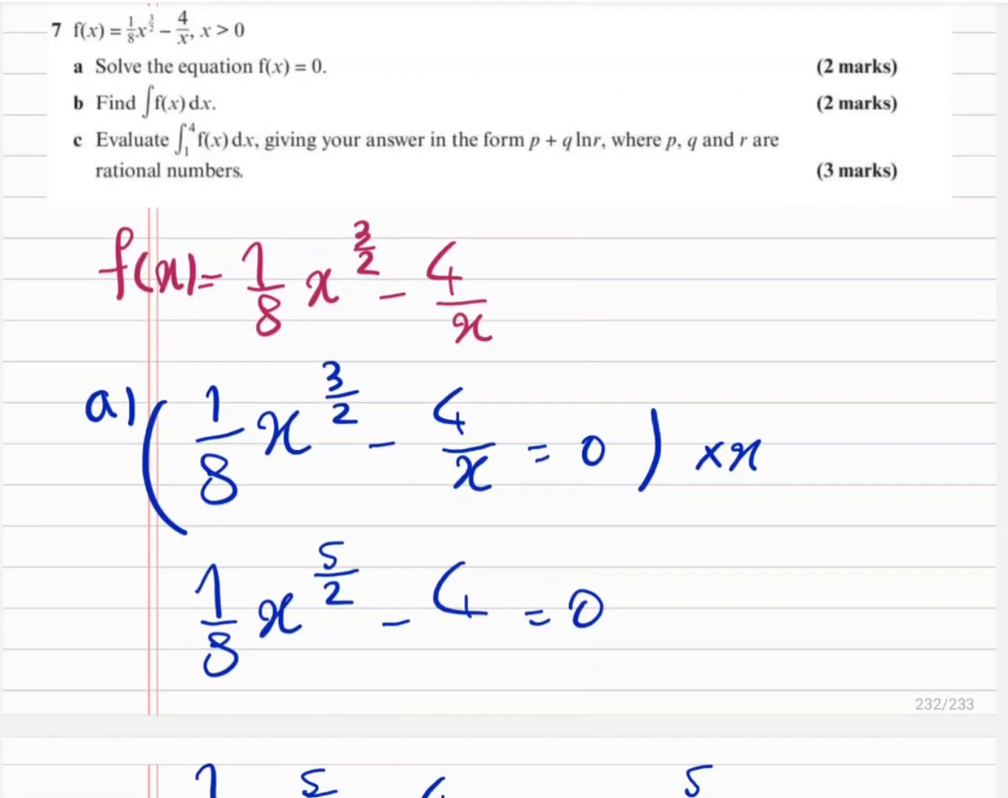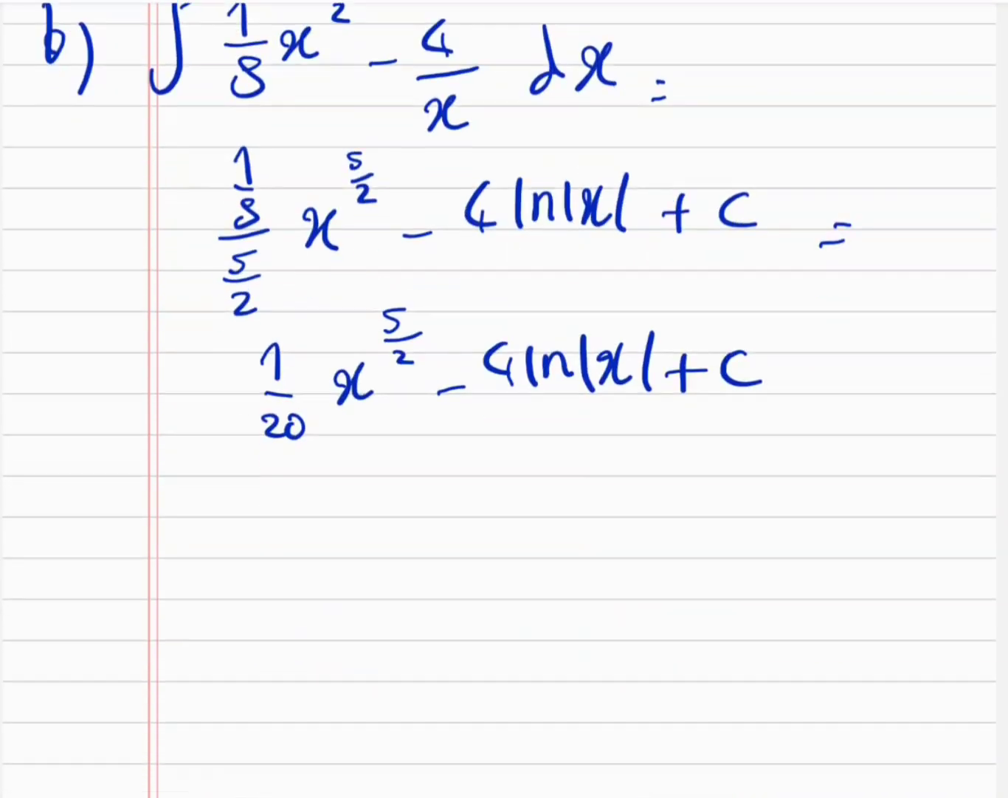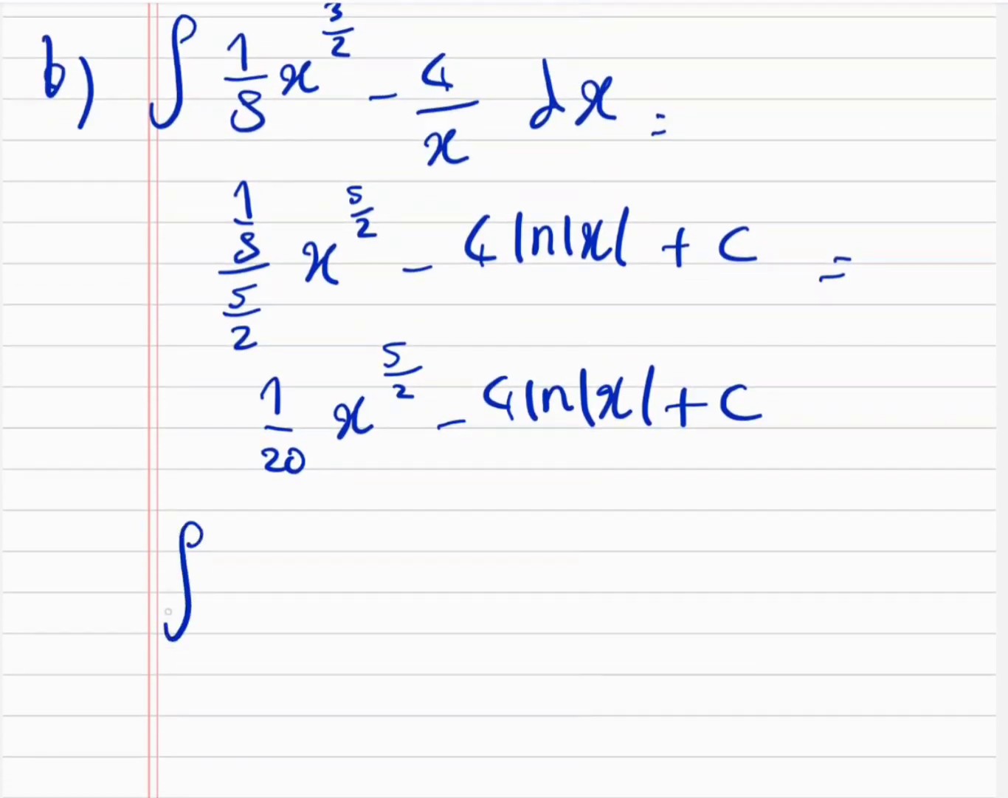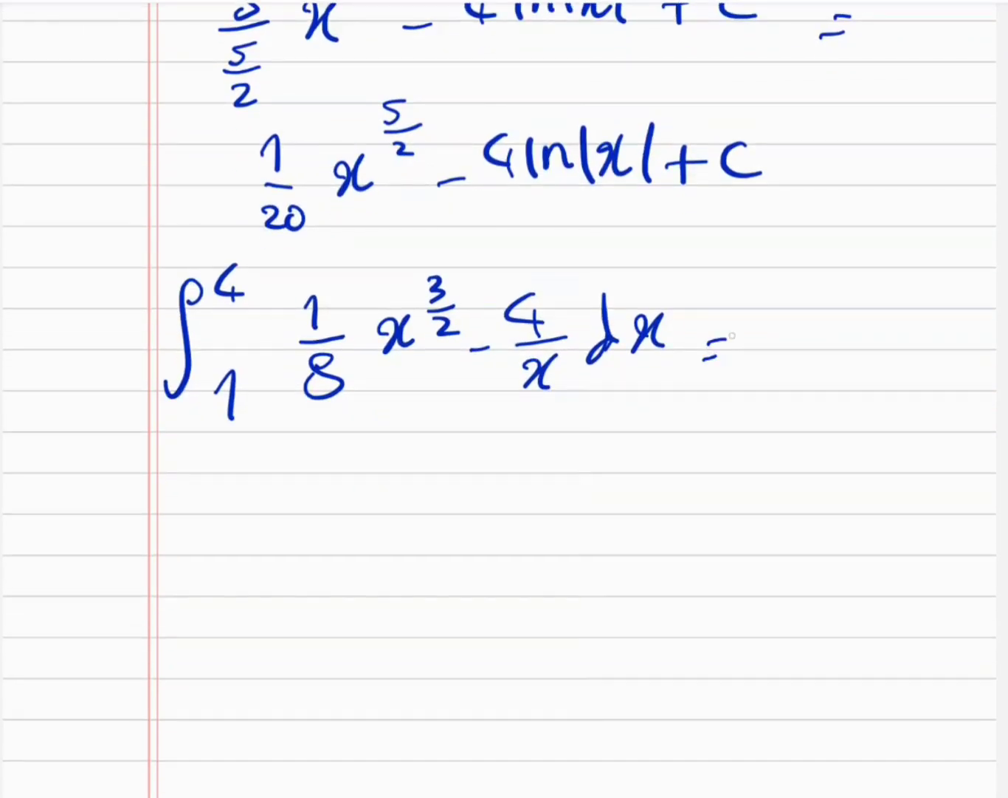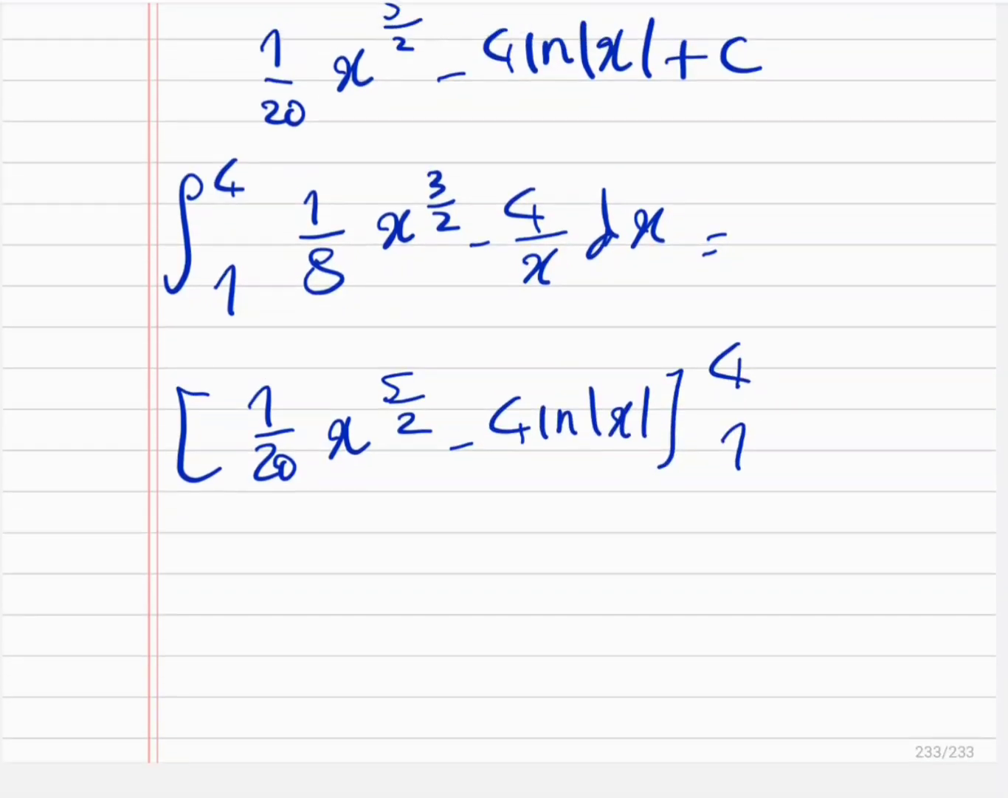And finally, for part C, we want to evaluate this integral between 4 and 1. And we want to give the answer in the form p plus q ln r. This is very important because in the exam, if you don't give your answer in this form, even if your answer is equivalent to that, you'll probably lose a mark. So in this case, we want to evaluate the same thing, but this time it is a definite integral. So we can just use what we found in the previous part. That's 1 over 20 x to the power of 5 over 2 minus 4 ln x, and then we have 4 and 1 as the limits.